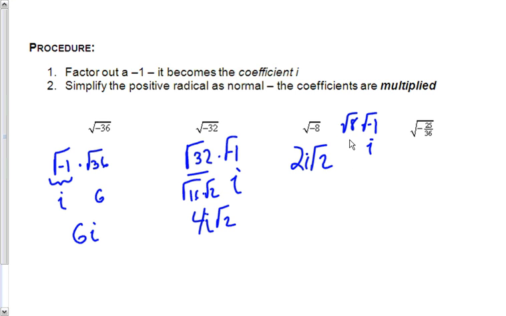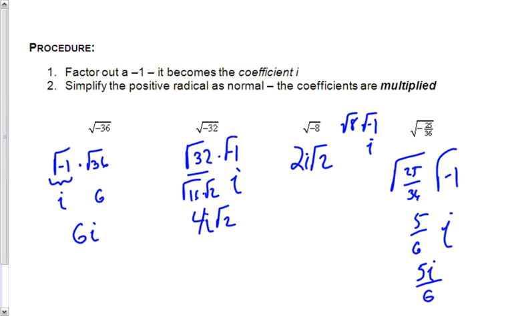That's i. And that's 2 radical 2. Put the i in front. And then we could even do fractions. Well, we know that the square root, if we do this, is the square root of 25 over 36. And then that's really just times the square root of negative 1, which we're going to call i. And we know the square root of this is 5 over 6. So 5/6 i, or we might write it as 5i over 6.